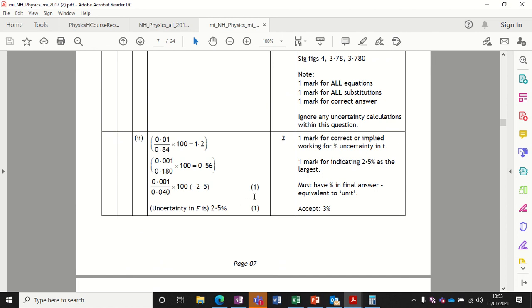So in this one, we're getting 1 mark for working out 3 different percentage uncertainties and 1 mark for a statement of what the uncertainty is in the force. If we look at the additional guidance, 1 mark for correct or implied working and 1 mark for the value. Must have percent in the final answer as that's equivalent to a unit. So if you've just written 2.5, you wouldn't get that final mark. Also, we've got a tolerance in terms of significant figures. So 2.5 rounded to 3 would also be acceptable. So this is an area that previously other candidates found challenging.